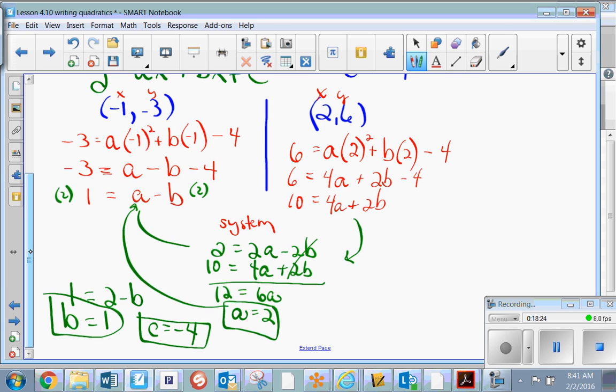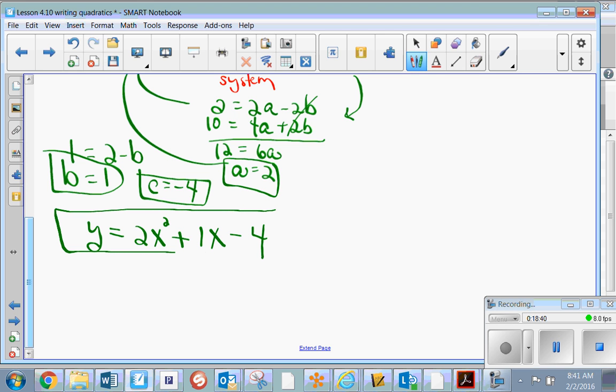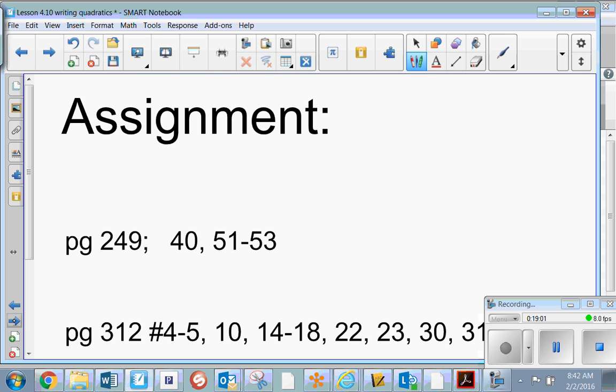All right, so let's put that in the form it wanted. It wanted standard form, and now I've got my A, B, and C. So y equals 2x squared plus bx, I'm going to just put a 1 for emphasis, minus 4. So there's the equation in standard form. It goes through those 3 points. That's the hardest type to do right there. You have to set it up in your system and all that stuff. Good with that? And I think, yep, that's it.